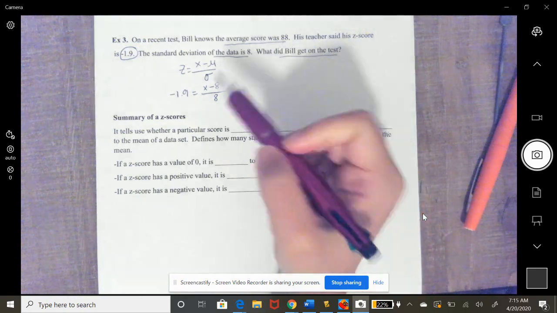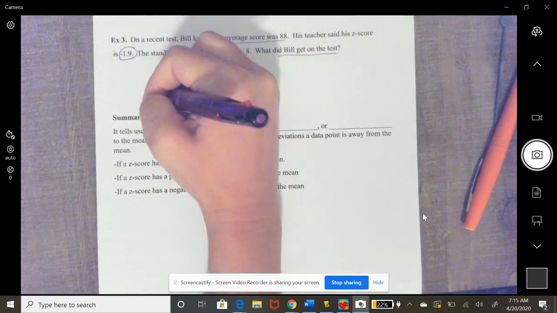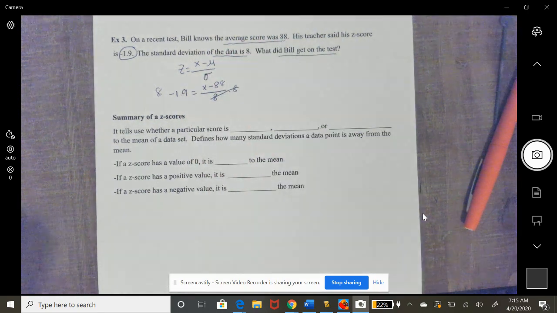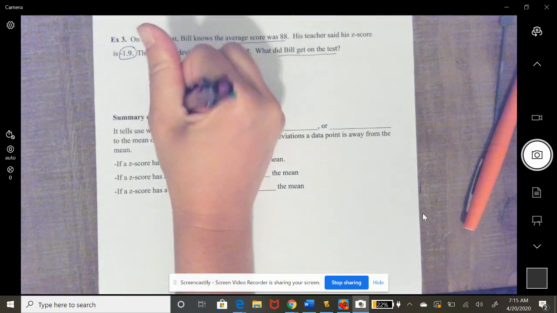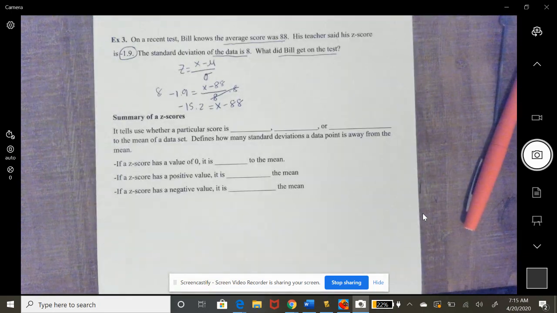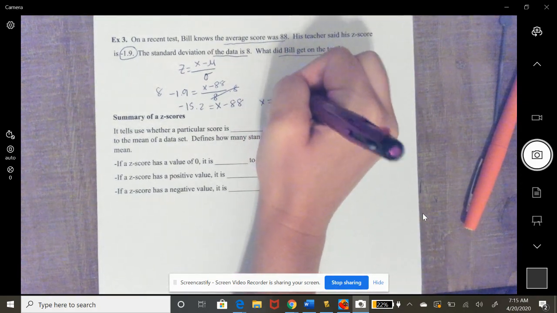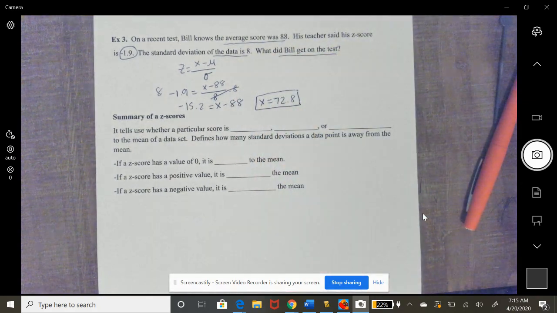Okay, so to solve for X, we need to multiply by 8. So 8 times negative 1.9 gives me negative 15.2 equals X minus 88. And then we add 88, and I get 72.8. Okay, so Bill's score is a 72.8.